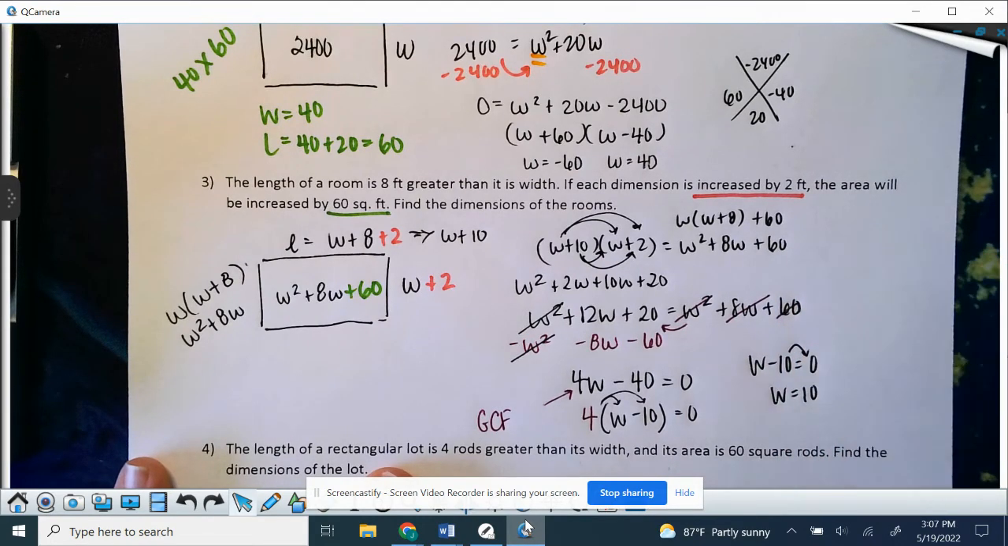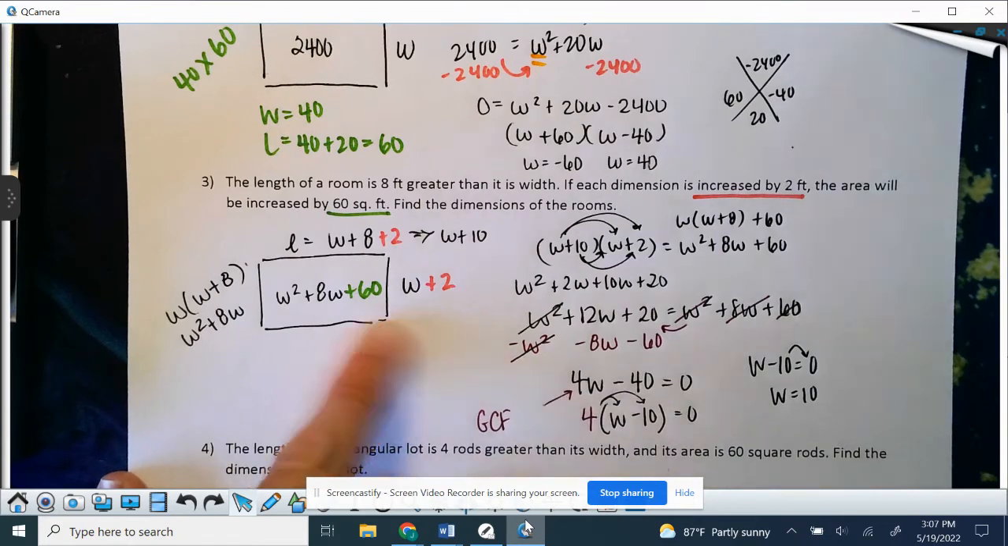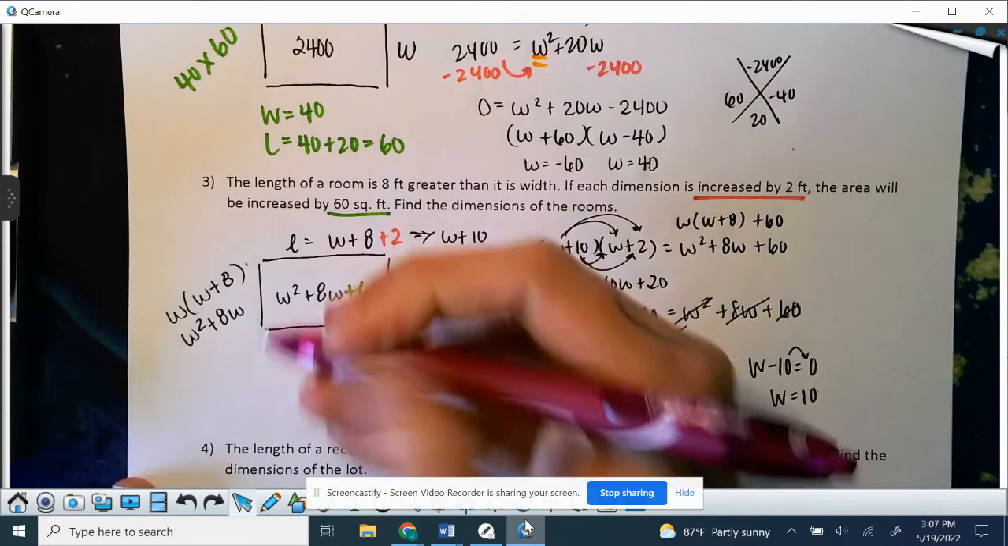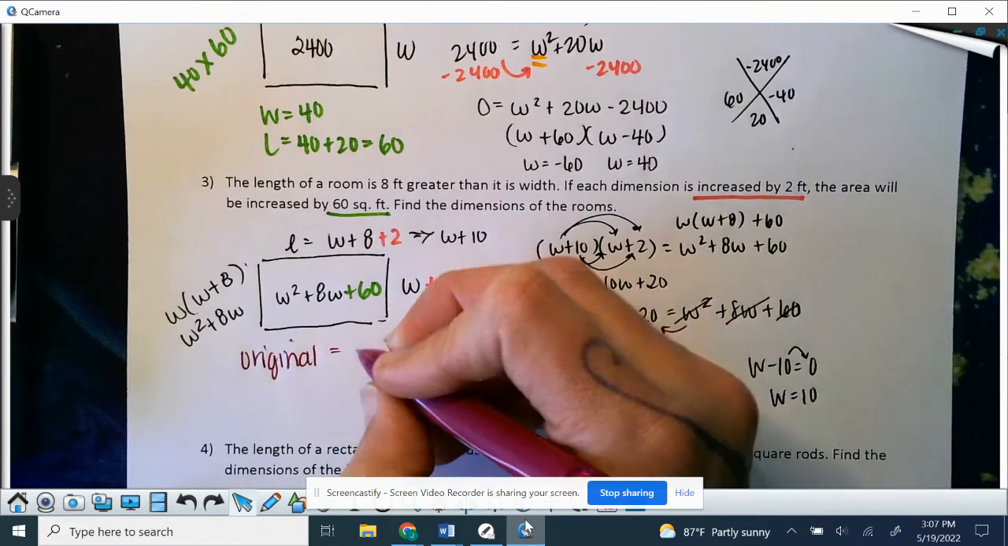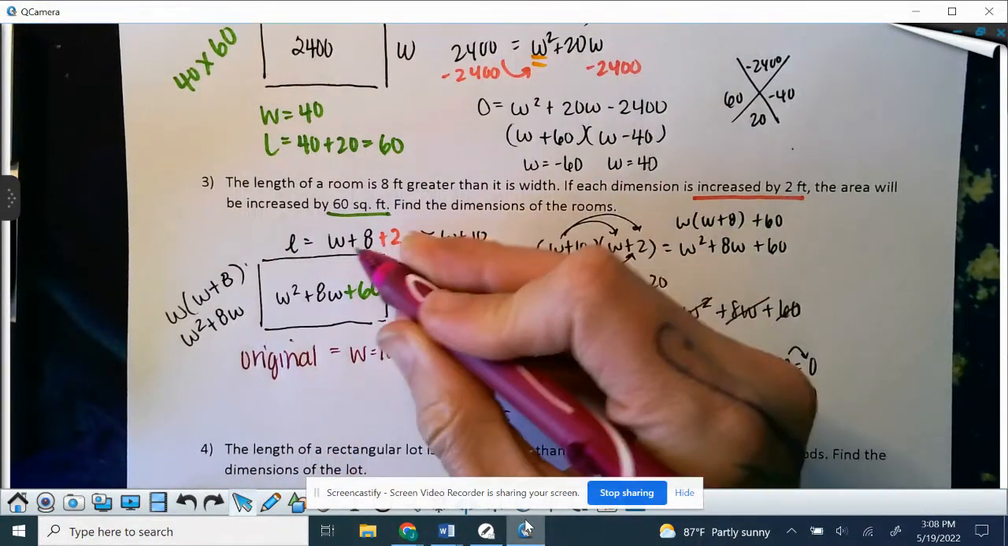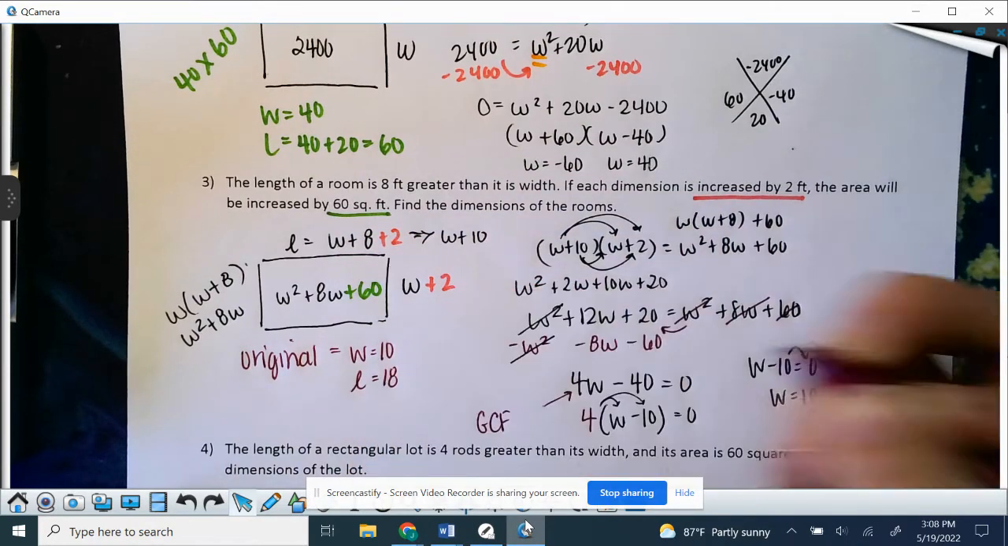So the width of our original is going to be 10. The width of the original is 10, right? So the original rectangle, before we started making all of our changes, has width equal to 10. The length is our width plus 8, so the length is 18.